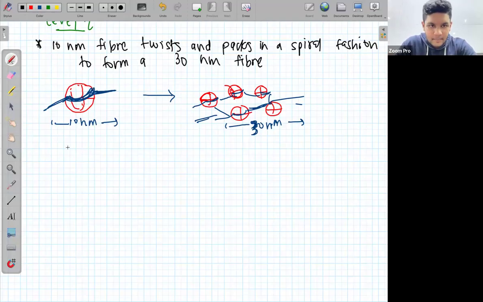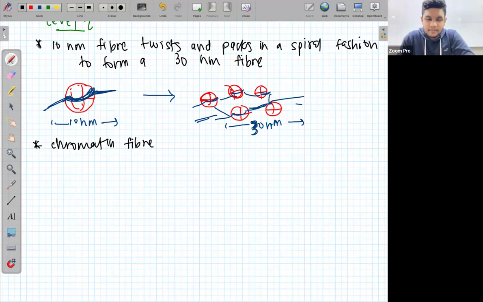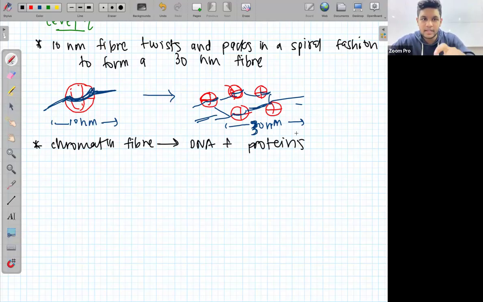Yes, I have heard it right. Chromatin fiber. You learned this under cell division, right? So chromatin fiber is made up of DNA and protein. Do you agree with me? Now see here, the red part is the protein and the blue part is the DNA, right? So chromatin fibers are made up of DNA and protein.